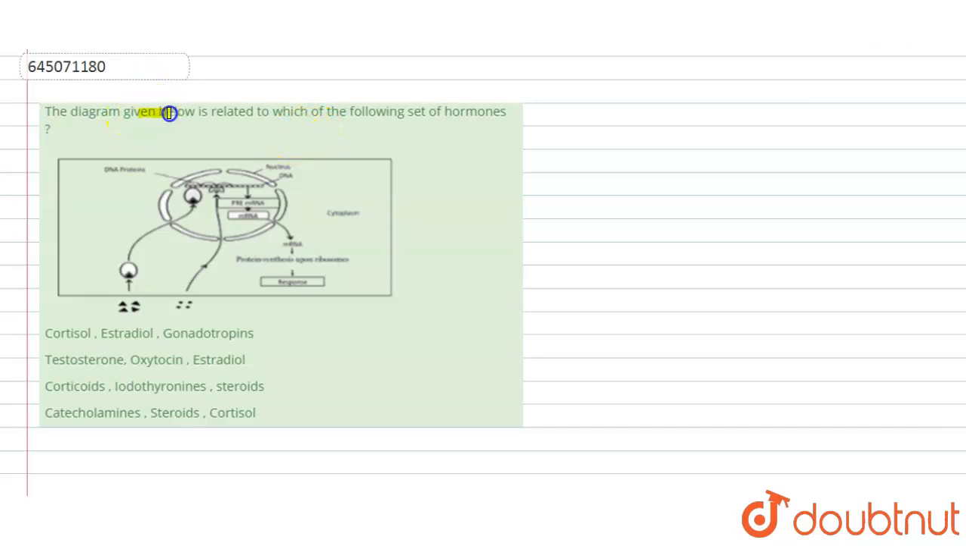Hello students, have a look at the question. The question is: the diagram given below is related to which of the following set of hormones?